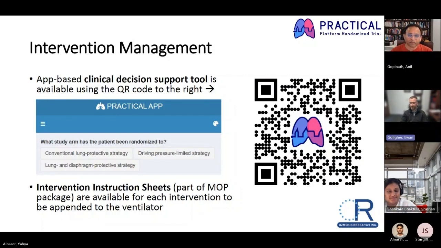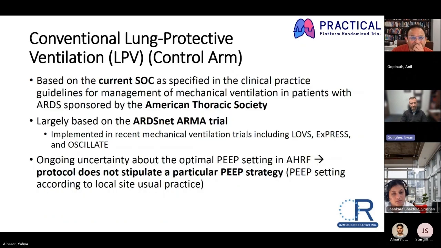Again, the app, I don't know, have you guys had a chance to look at the app at all already, just to get a feel for it? Looks reasonably comprehensible to use? Yes. Okay, super. So yeah, hopefully that'll be a very useful tool to make it easy to implement the protocol at the bedside. Okay, next slide.